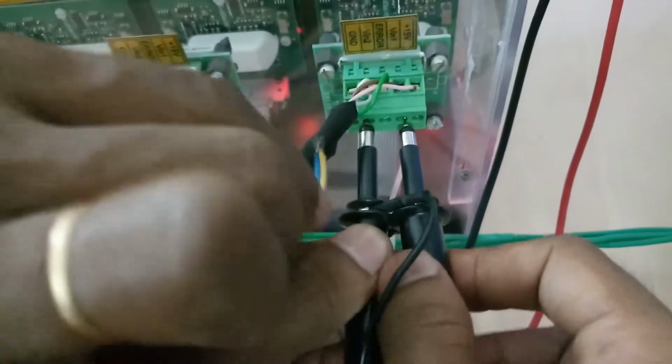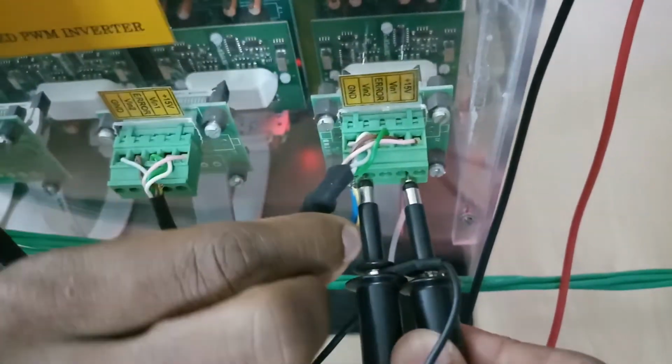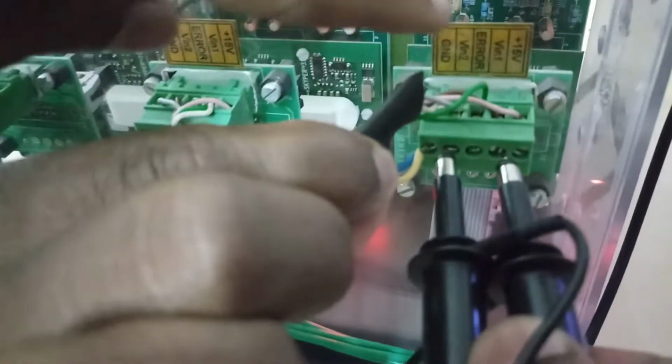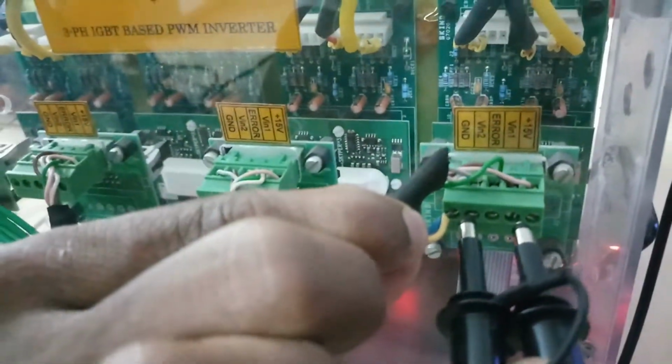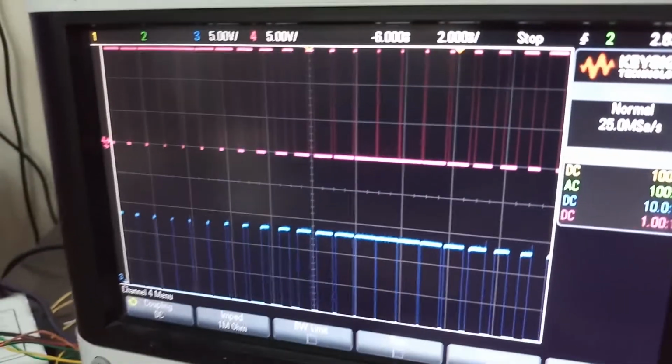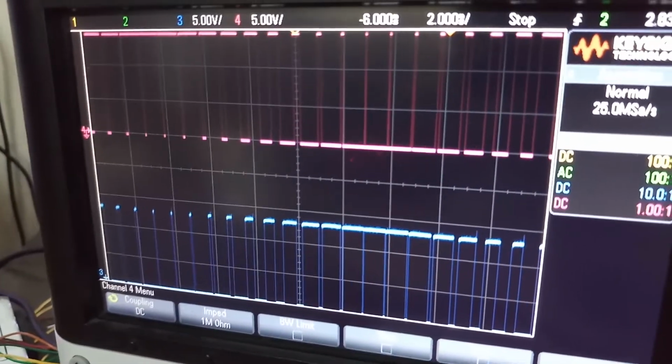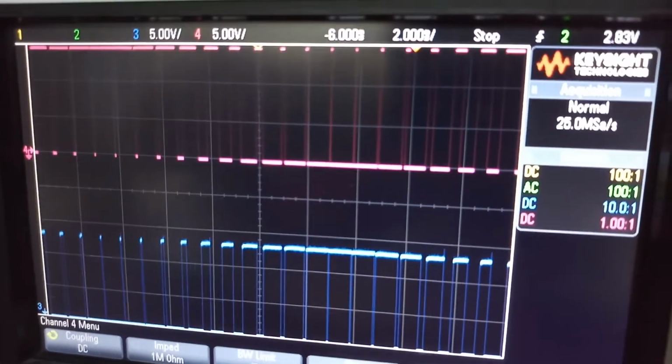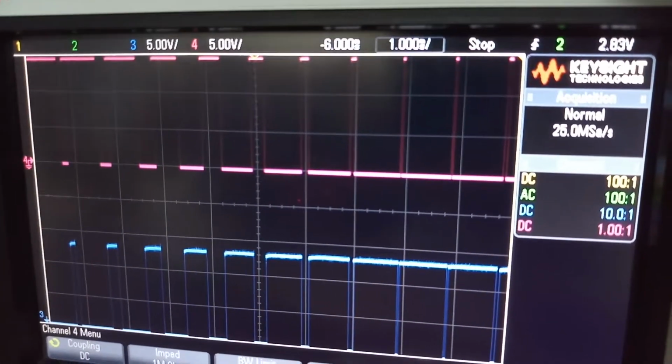Next we are seeing the third leg. These are the third leg input pulses, taken from ground, V1, V2. Then see the MSO display. The pink color is the upper switch and blue color is the lower switch. Both are complement waveforms. We avoid the short circuit. We are checking for the complement waveform.